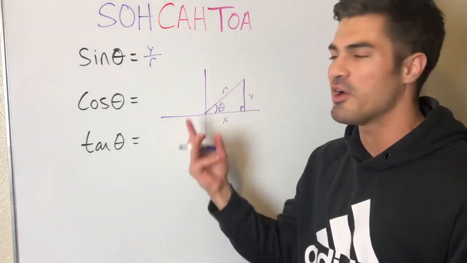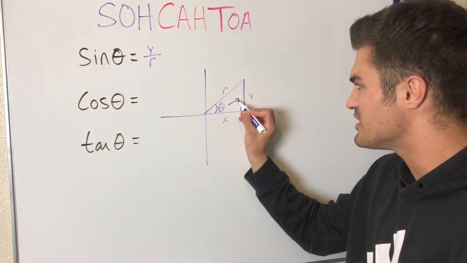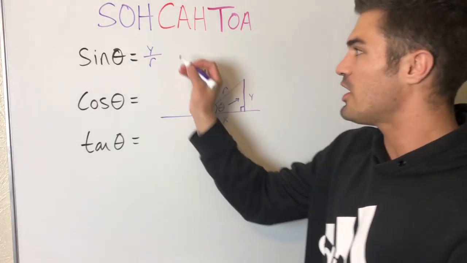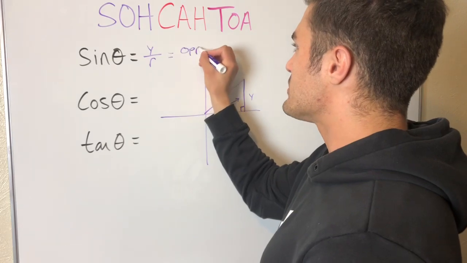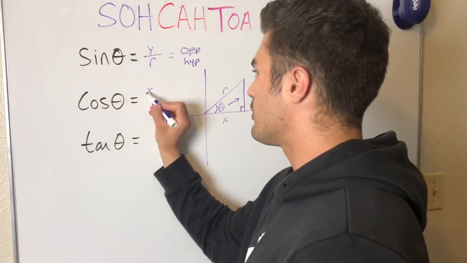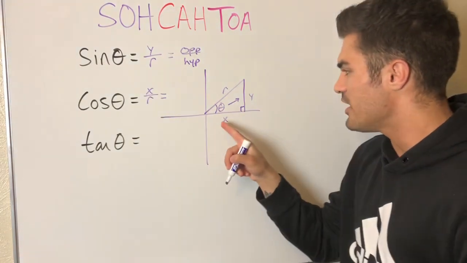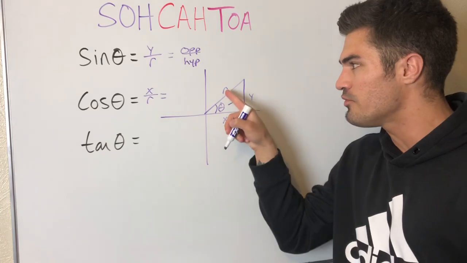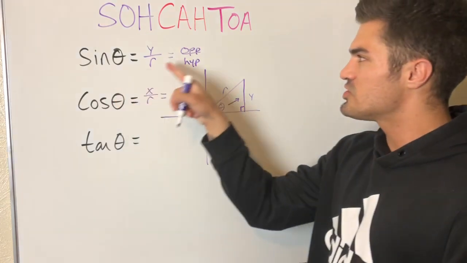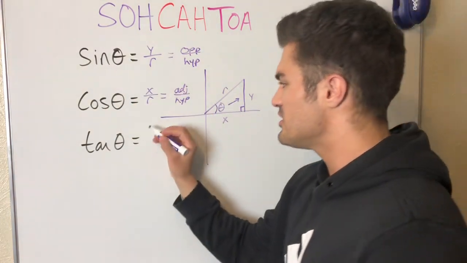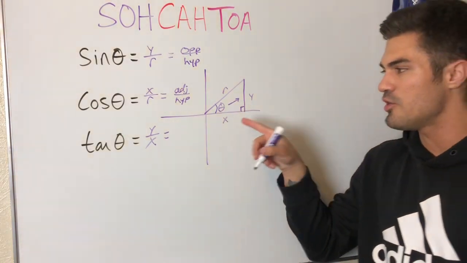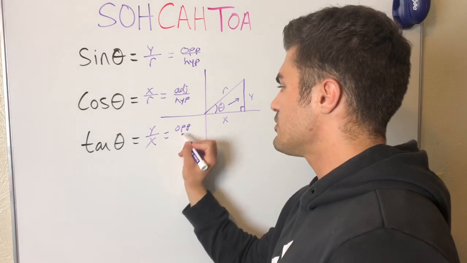It's another way of looking at y over r, where we can look at it as the opposite, right? Because this is theta, so the side opposite of theta is y over hypotenuse. So y over r and opposite over hypotenuse is actually the same thing. What about cosine? Cosine is x over r, which is adjacent over hypotenuse, and that's the SOHCAH, and then this is the TOA. So y over x is tangent, which is the same as opposite over adjacent. So that's what SOHCAHTOA means.